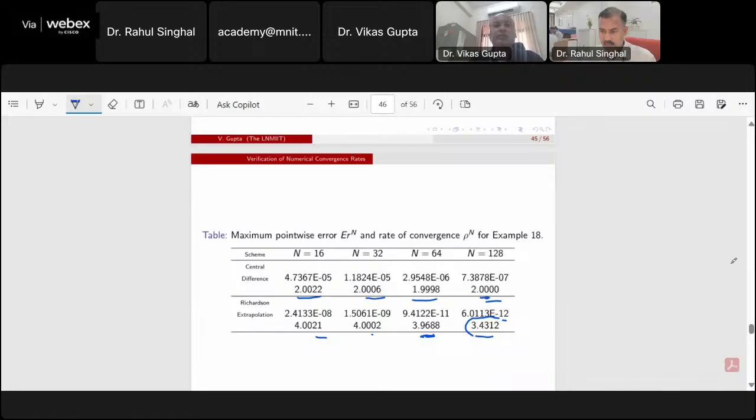Somebody is asking, will there be any simulation code based on this theory? Okay, I will share the simulation code based on this theory. I will share the code for the upwind scheme as well as the central finite difference scheme and with the Richardson extrapolation technique.